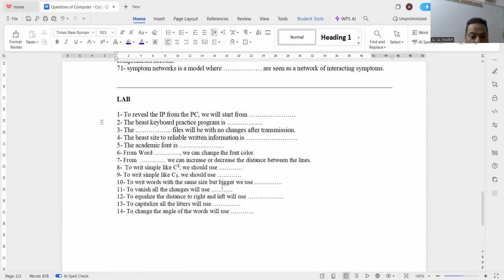We have a specific button to equalize the distance right and left. We will use a specific button in the Word homepage. To capitalize all the letters, we will use what? To change the angle of the word, that means to make it a little bit to the left or right, we will use a specific button related to the Office homepage.